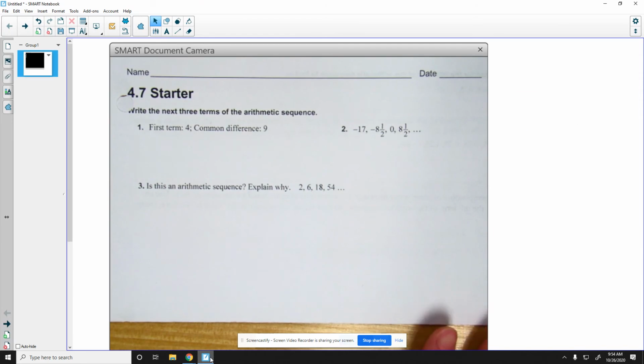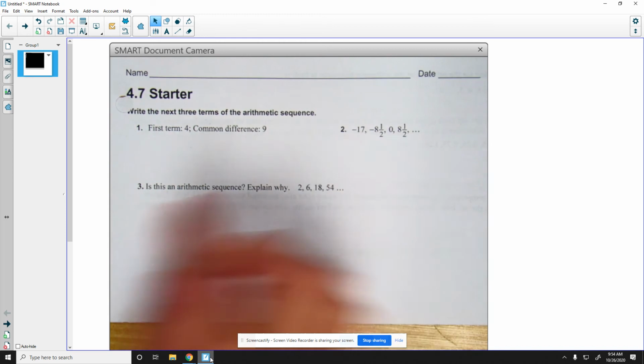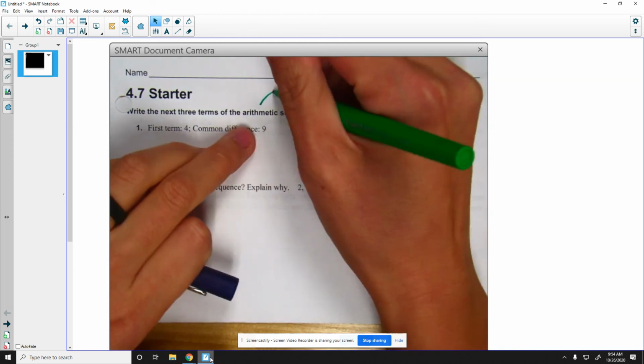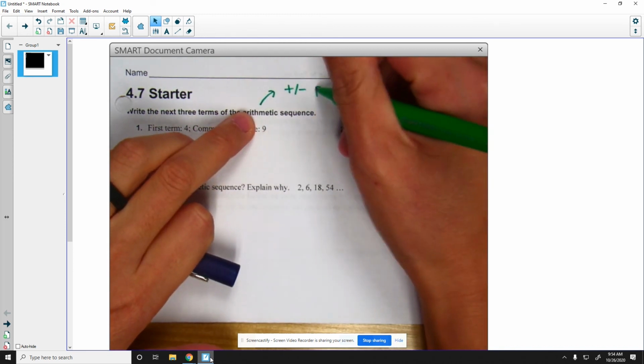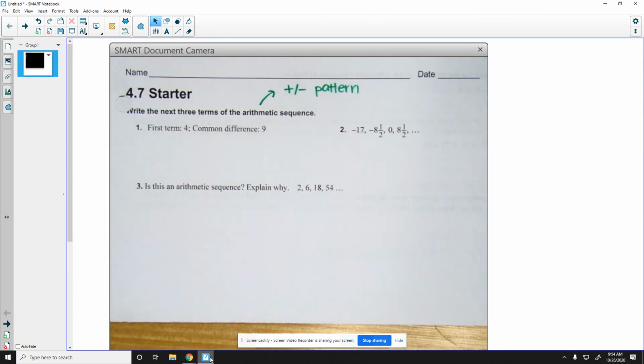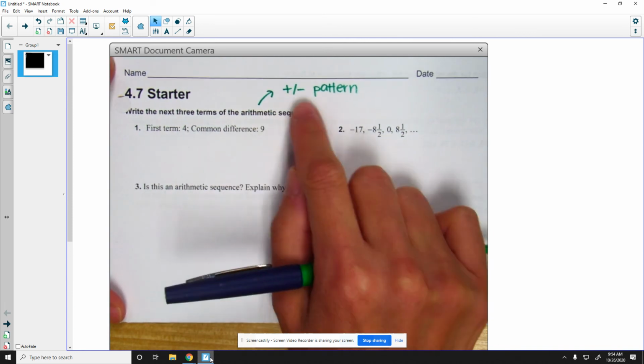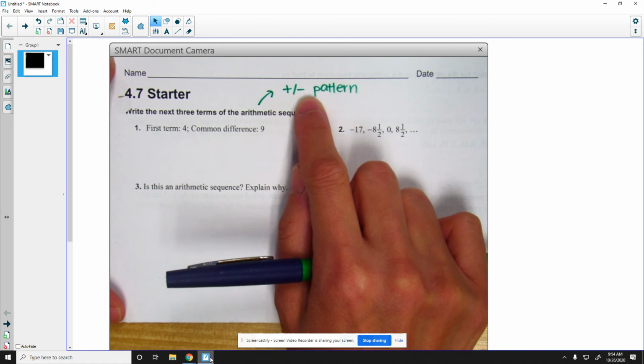Let's do the starter and then the level work. This says write the next 3 terms in the arithmetic sequence. Guys, an arithmetic sequence is going to be a plus or minus pattern. That's what arithmetic means. Or you could say it's arithmetic, potato, right? Arithmetic. An arithmetic sequence is basically when you know that you have a plus or minus pattern.